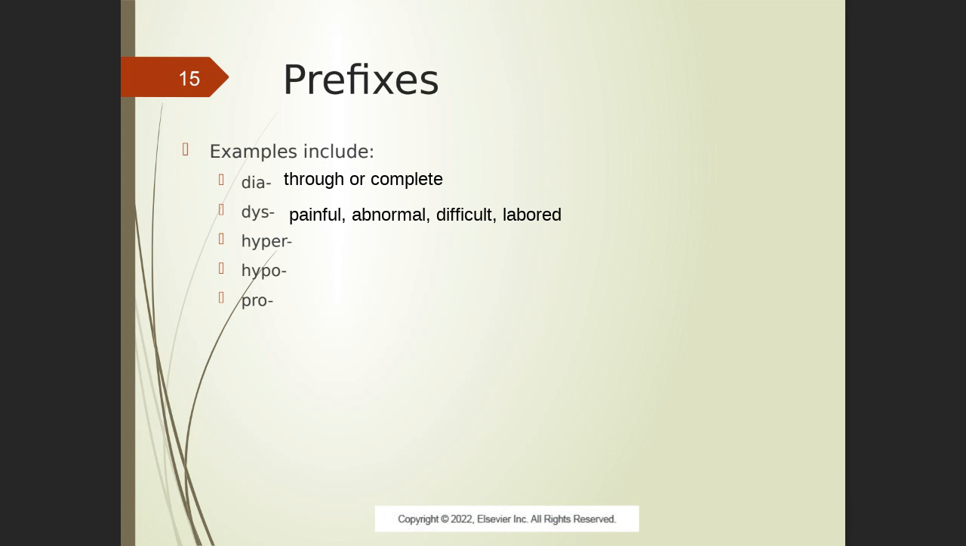Hyper means excessive or above. Above meaning that it's above something, like location. Excessive is talking about amount or intensity. Hypo can be also direction, below, incomplete, deficient, or under. And pro means before.